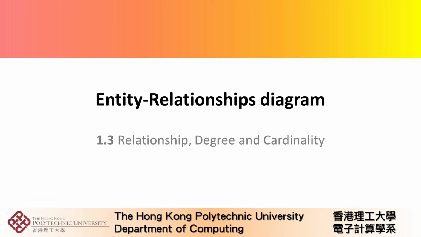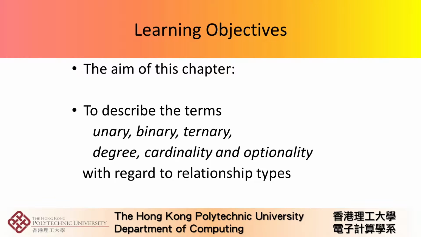Entity relationship diagram. Relationship, degree, and cardinality. In this lesson, the terms unary, binary, ternary, degree, cardinality, and optionality with regards to relationship types will be described.